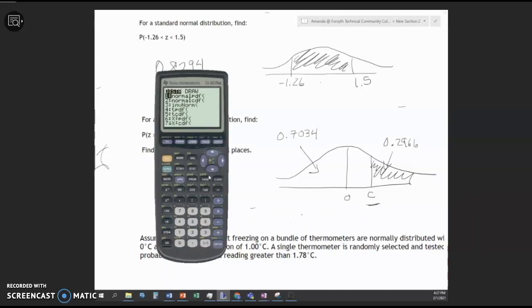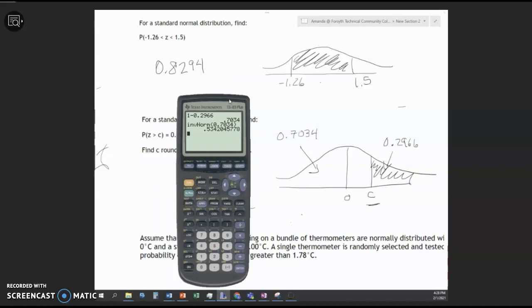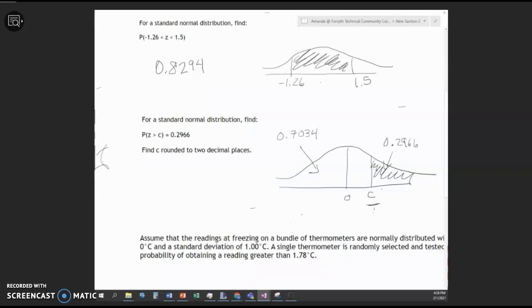So I'm going to go to second vars again, scroll down to inverse norm this time. This time we have the area, and we're looking for the cutoff point. All I have to enter is 0.7034. If you have a newer calculator, it might ask you for the area under the curve. And I get 0.5342. This one asks for 2 decimal places, so that would be 0.53. So our c here is equal to 0.53.